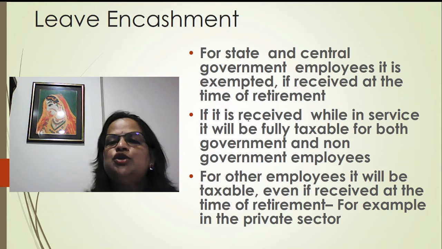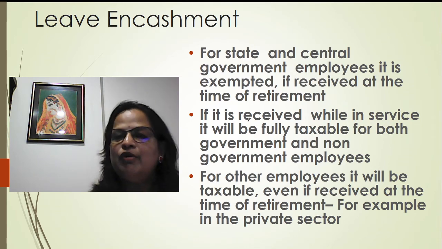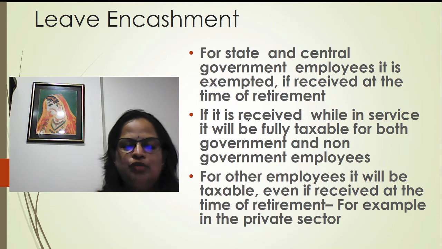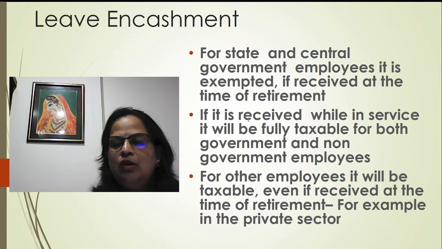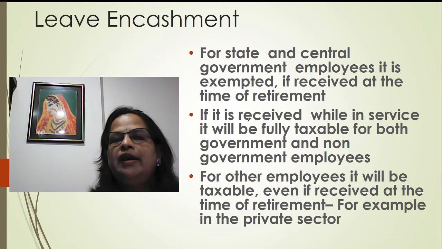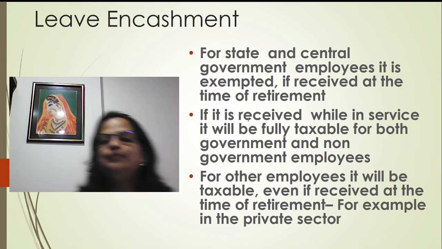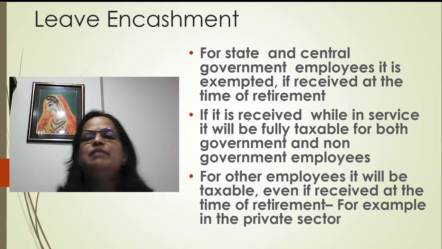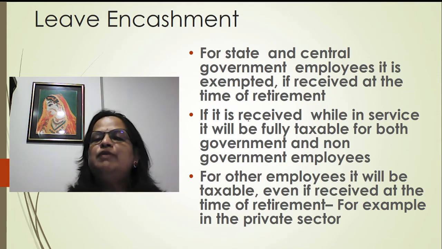Coming to the second problem, Mr. K retired on 29/2/20. 29/2/20, that means February. So we will calculate from February onwards. February, January, December, November, October, September, August, July, June and May. So May to February is the 10 months preceding.